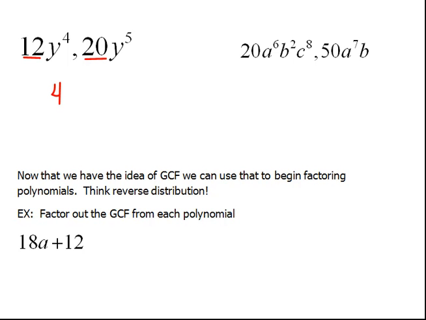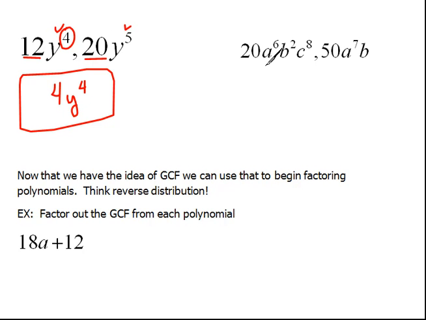Now we look at our y's. We do have a y in both of those terms, so that is common. But to find out how many, we look at the exponents. The smallest exponent is a 4. So therefore, our greatest common factor here is 4y to the fourth.